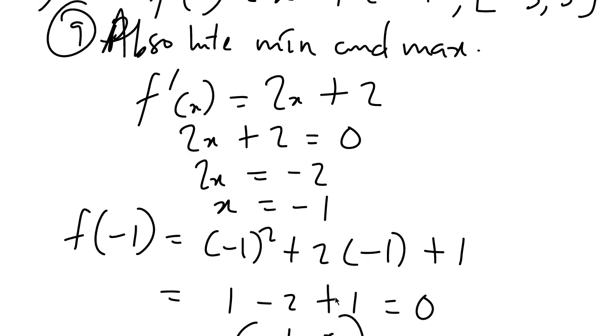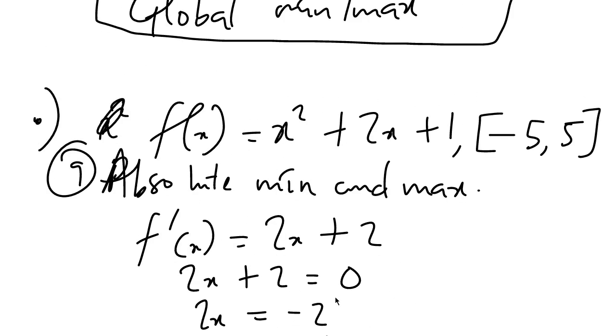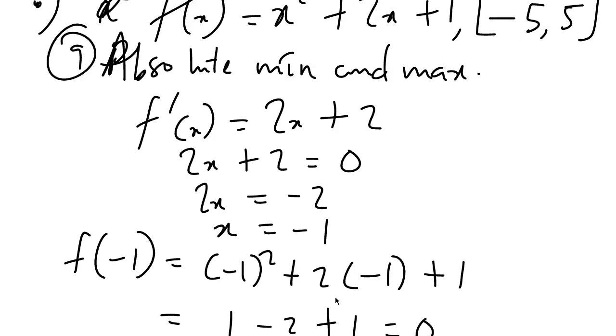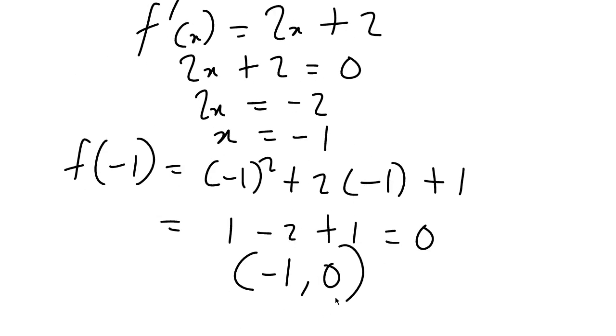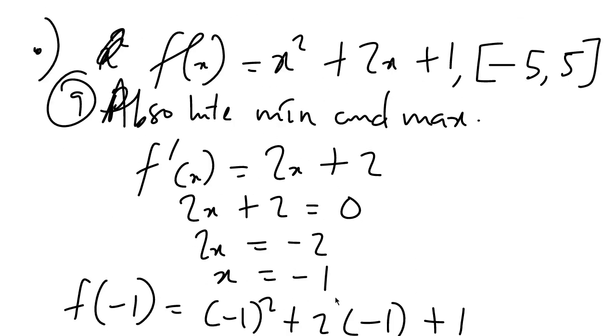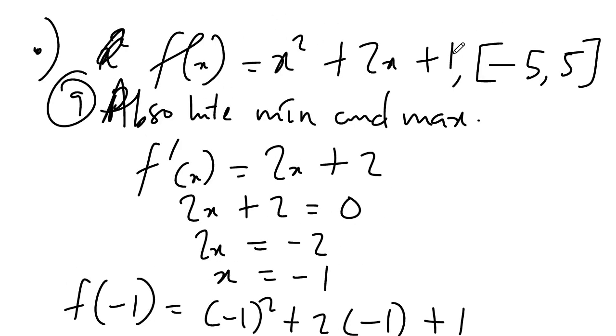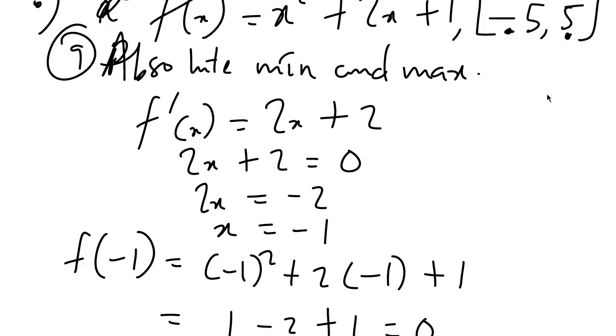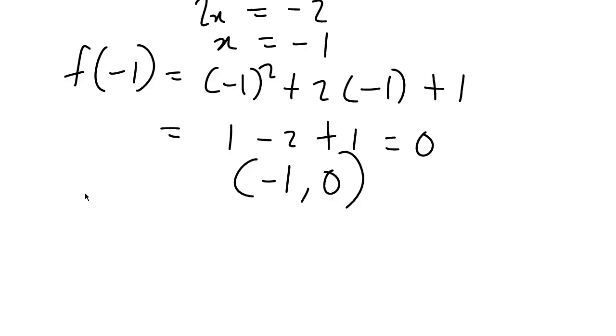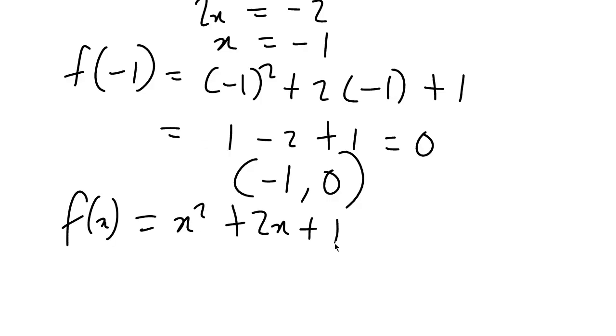The first question is asking, what's the absolute min? How you determine this is that you first get the critical point and look at the output, and in this case when we substituted minus 1 we had 0. Then test the end points of the interval. In this case, what are the end points? Minus 5 and 5. So substitute minus 5 into the function. Remember that the function is x squared plus 2x plus 1.